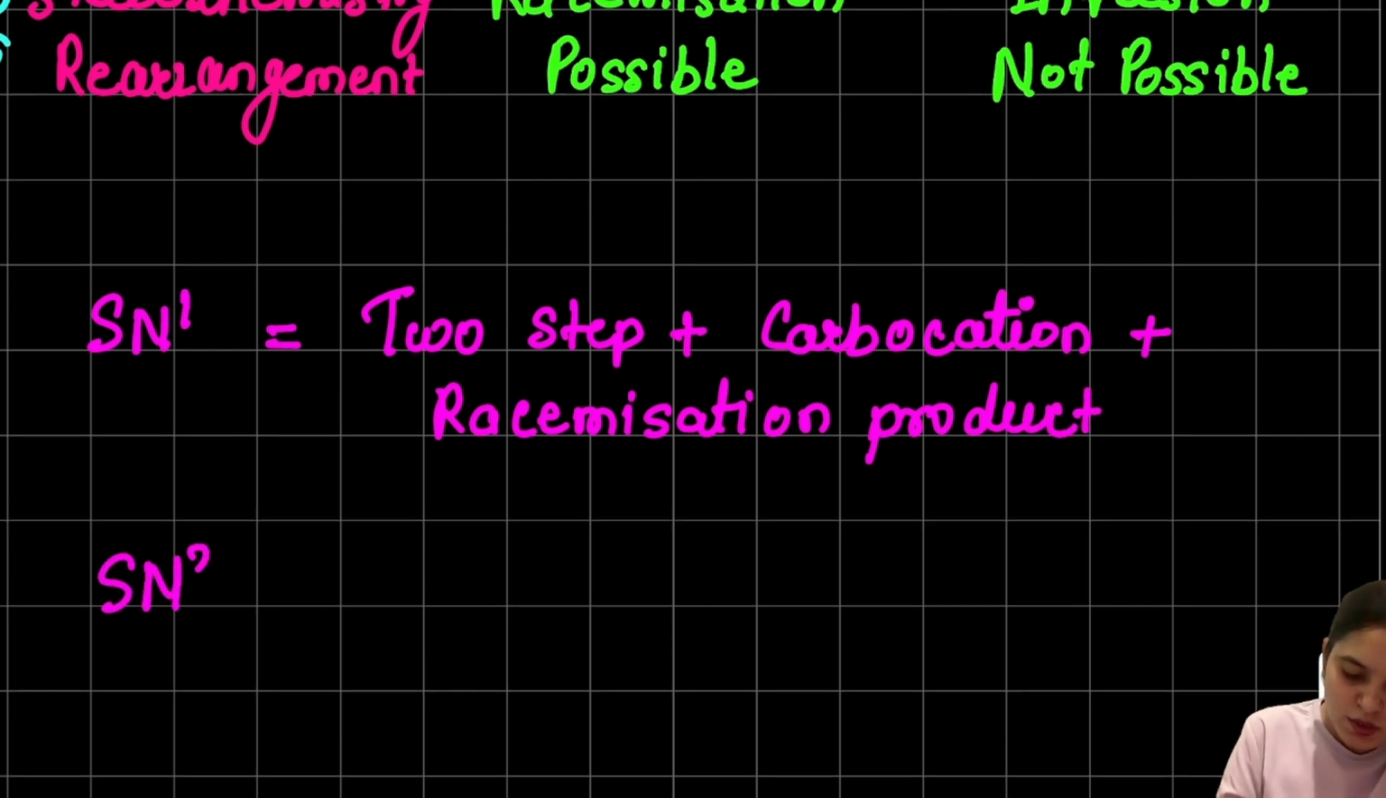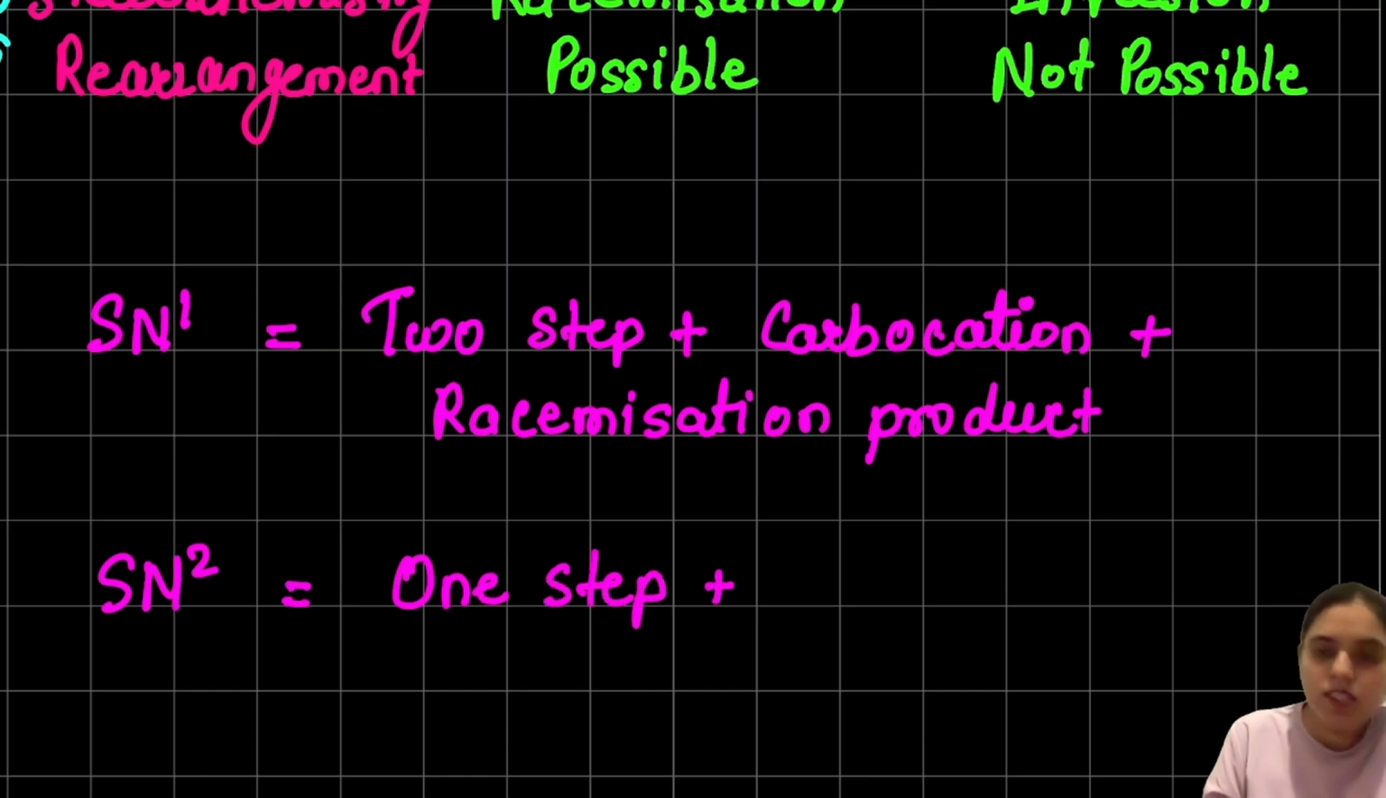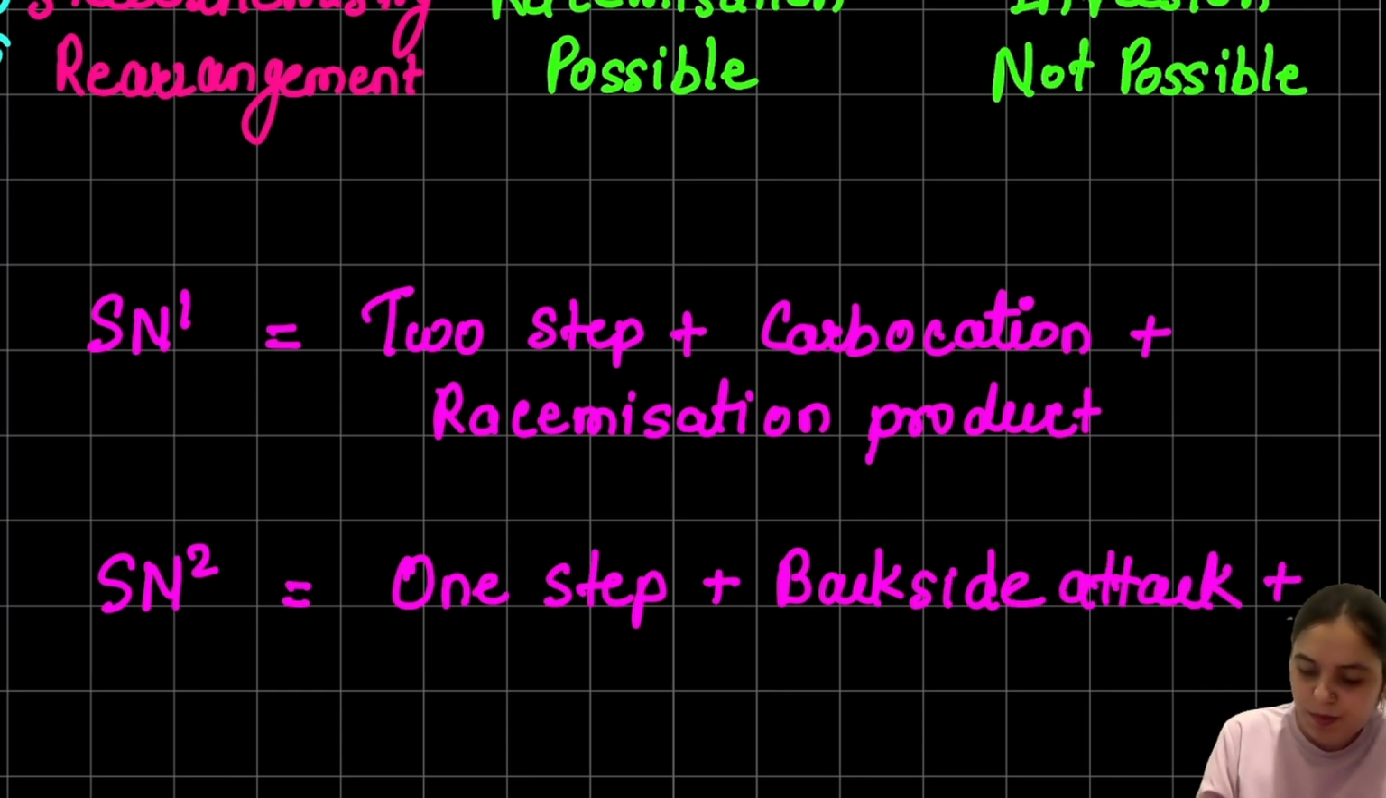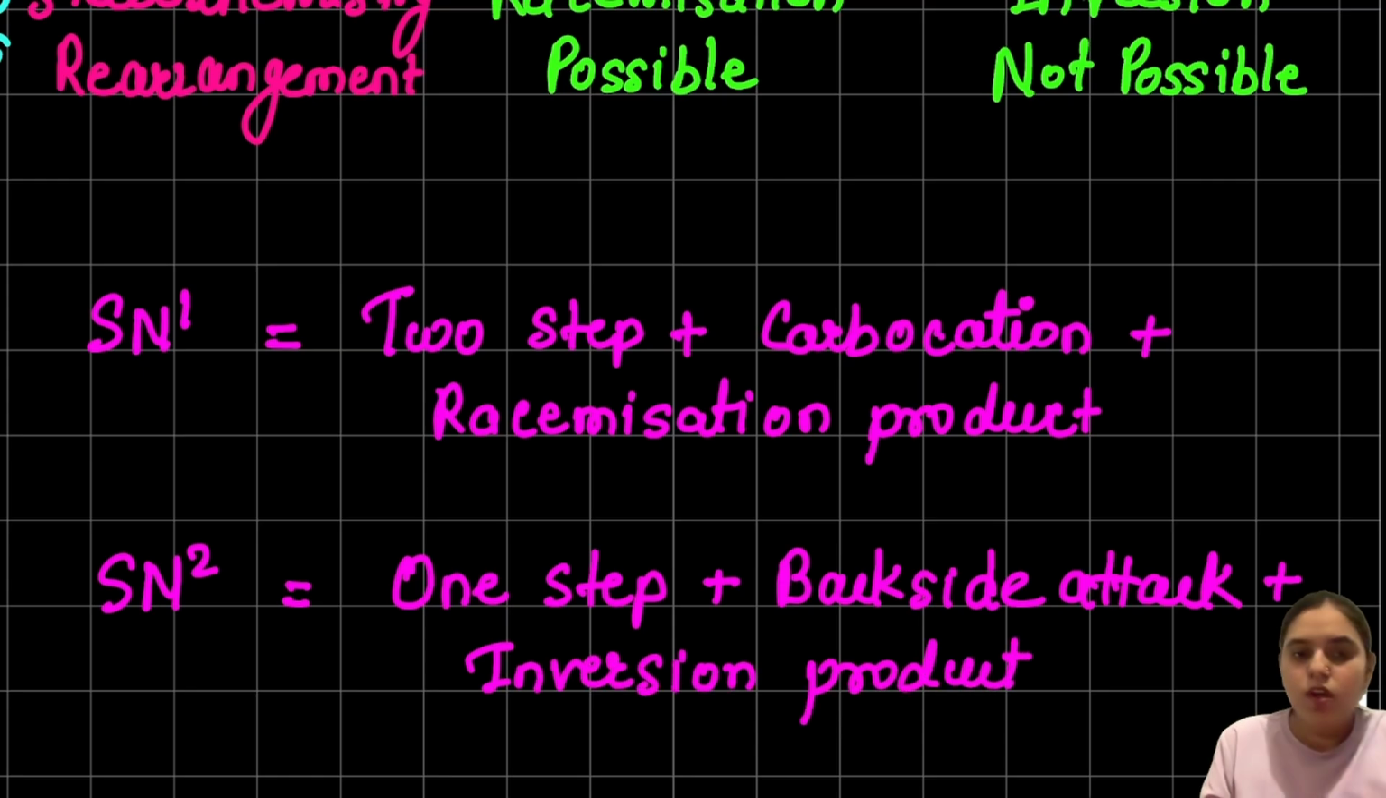What about the SN2 reaction? The SN2 reaction is a one-step reaction, no carbocation is formed, and there is backside attack plus an inversion product. So these key points you have to remember for the SN1 and SN2 reactions. This is all about the SN1 and SN2 reactions.